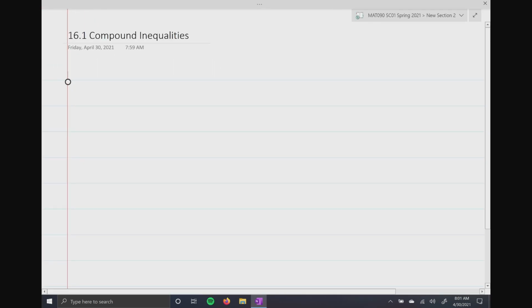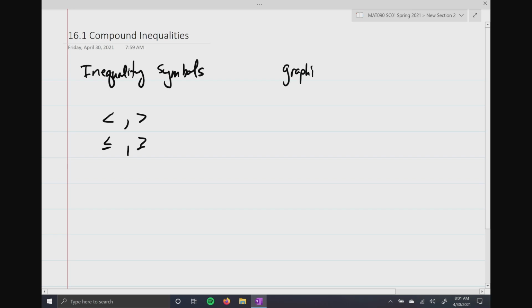So real quick, we're just going to review the inequality symbols before we get started. Inequality symbols are less than or greater than, less than or equal to, greater than or equal to. And when you're graphing, remember use parentheses for the less than or greater thans. And for the less than or equal to or greater than or equal to, we go ahead and use brackets. Okay? Today, we're going to talk about compound inequalities.